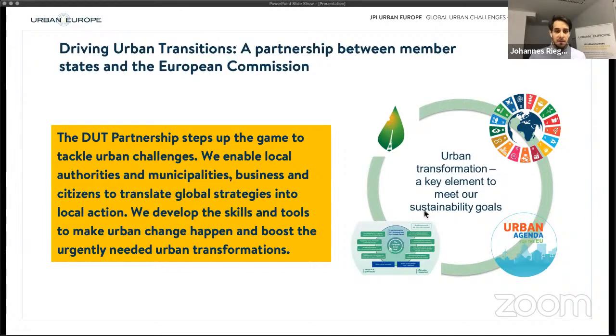JPI Urban Europe is at an interesting point in time, because we are at the moment designing a new program called Driving Urban Transitions. This will be a 7-year partnership with the European Commission. The efforts will be significantly larger than those we had in the past 10 years. Hence this partnership aims at mobilizing a critical mass to step up the game in tackling urban challenges. Again, it's very much at the center to bring together local authorities, municipalities, businesses, and citizens, to translate those global strategies of the SDGs, the Urban Agenda for the EU, the UN Habitat Urban Agenda, the European Green Deal, and others into the local context.